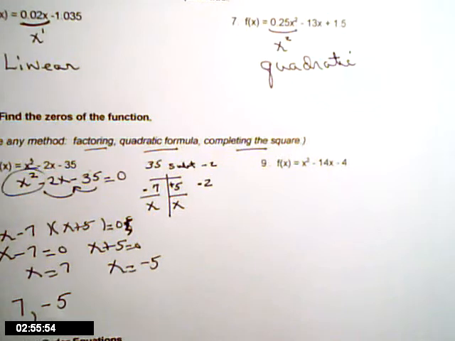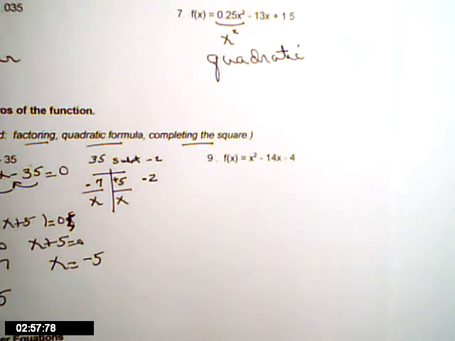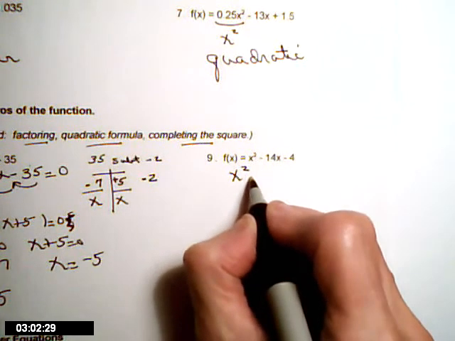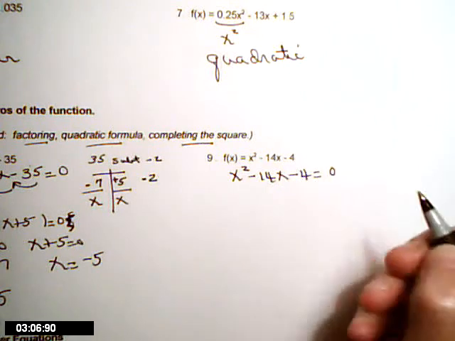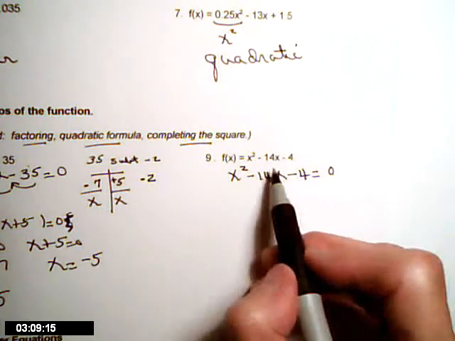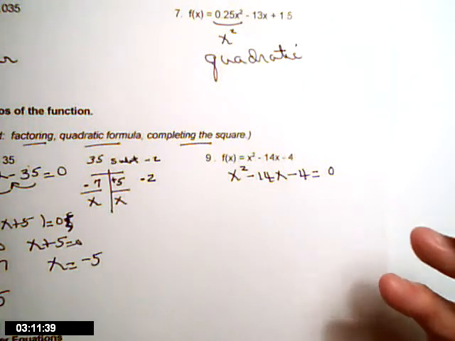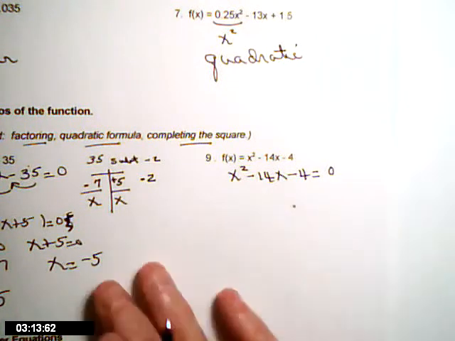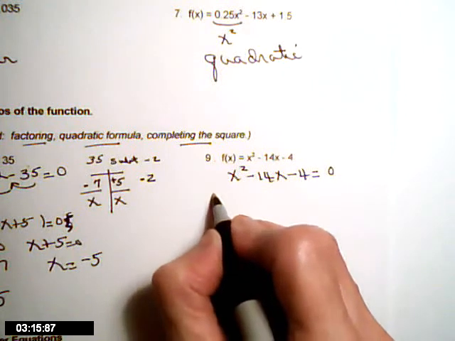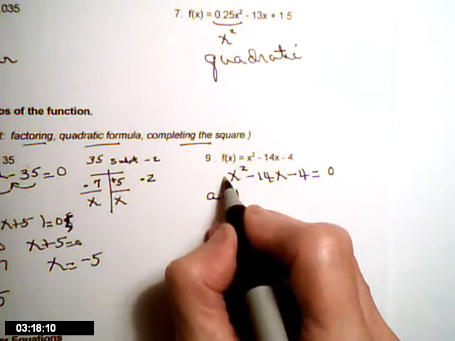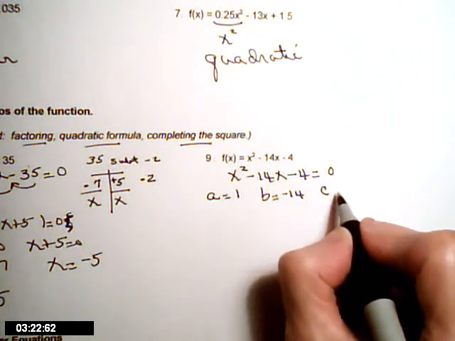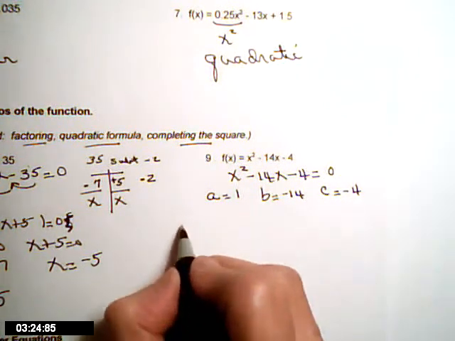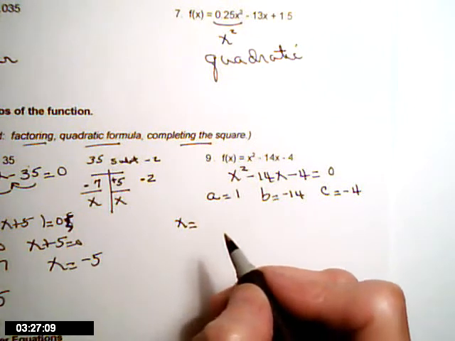In the second one, as I look at f of x equals x squared minus 14x minus 4, I'm going to first set that equal to 0. I do not know of any way that I would multiply 4 and get a 14. So I'm just going to go straight to the quadratic formula. And remember, this is where I'm going to identify my a, that would be 1, b, negative 14, c would be negative 4, and I'm going to substitute directly into the quadratic formula.